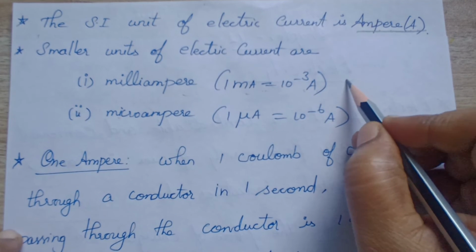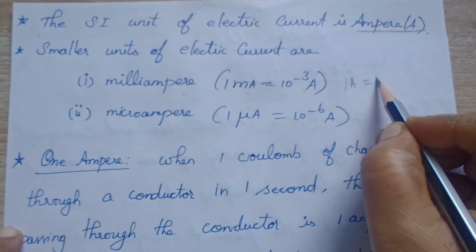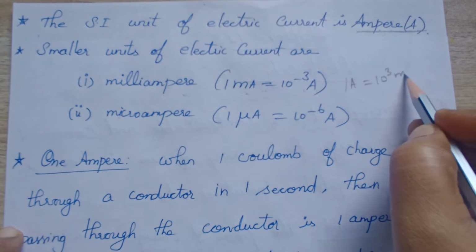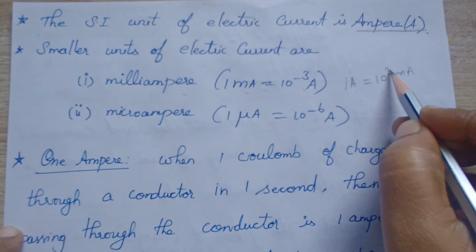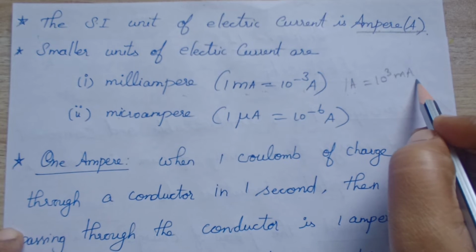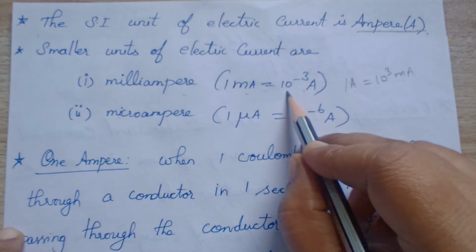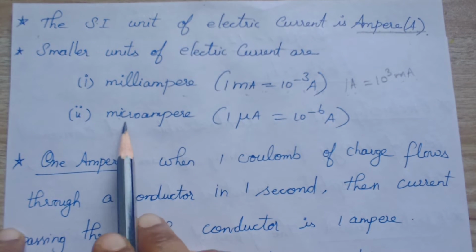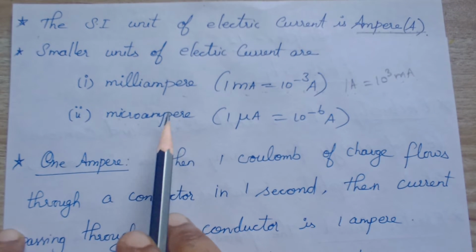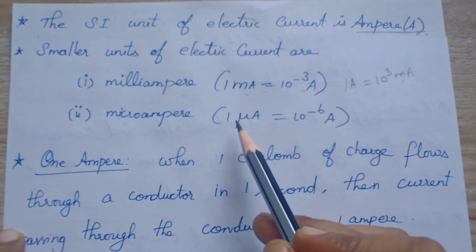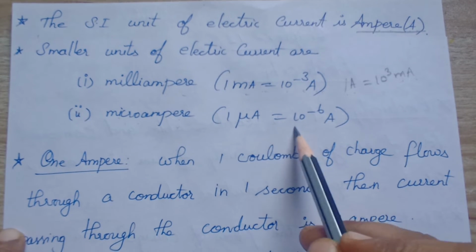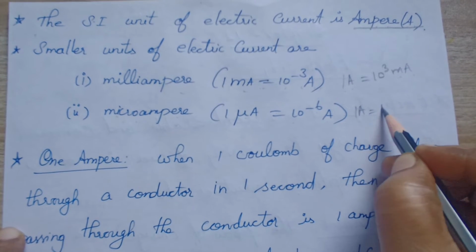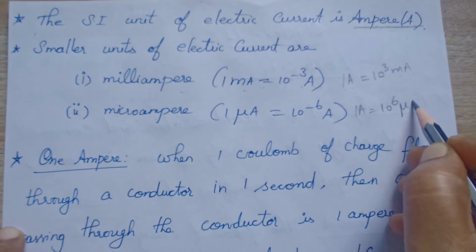Or we can say it in this way also. 1 ampere equals 10 to the power of 3 milliampere. 1 ampere contains 10 to the power of 3 milliamperes, or 1 milliampere equals 10 to the power of minus 3 ampere. Likewise you have a microampere also. Micro means always 10 to the power of minus 6. 1 microampere equals 10 to the power of minus 6 ampere, or 1 ampere can be written as 10 to the power of 6 microampere.